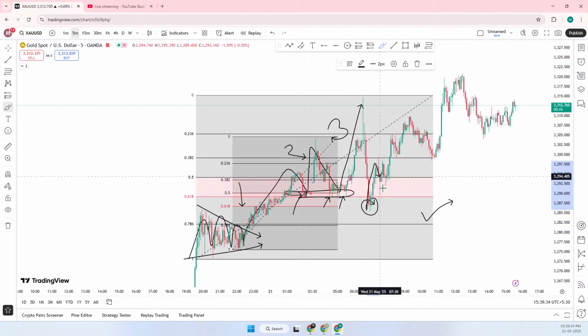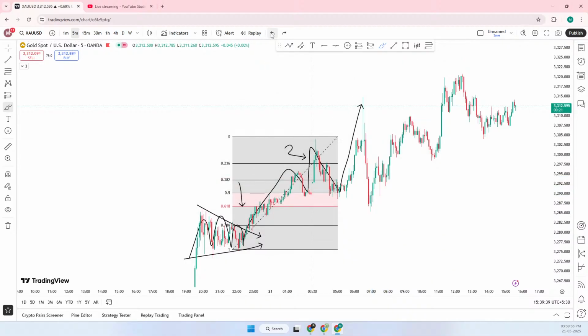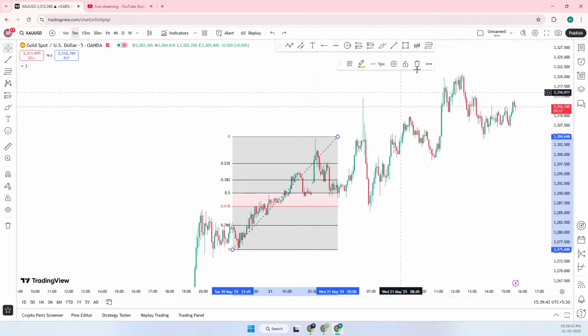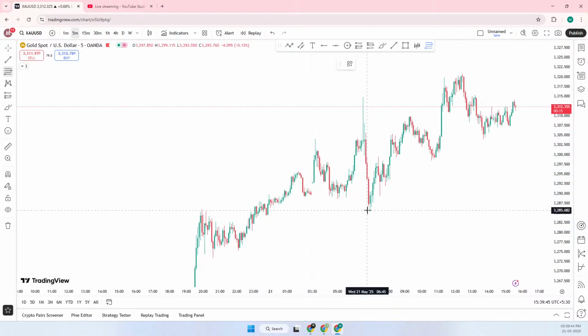See, up move, retrace, up move. So here you got confirmation again. On a smaller time frame also, if you notice, you will get this thing, right? Are you getting my point? I will just delete this. Now we have the latest low here and the latest high here.